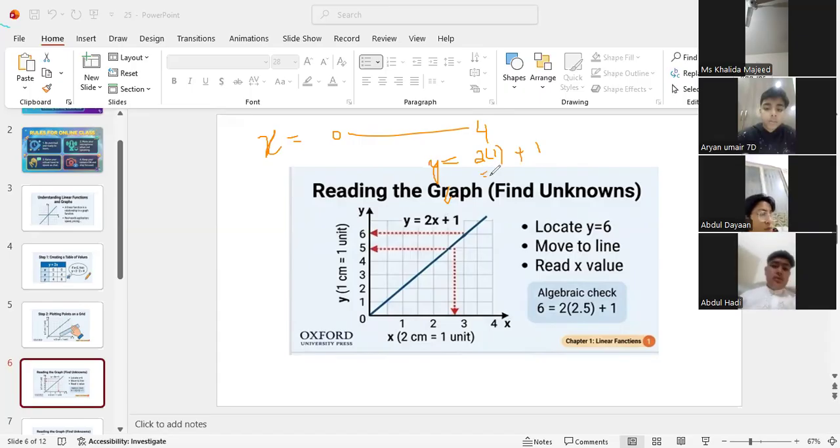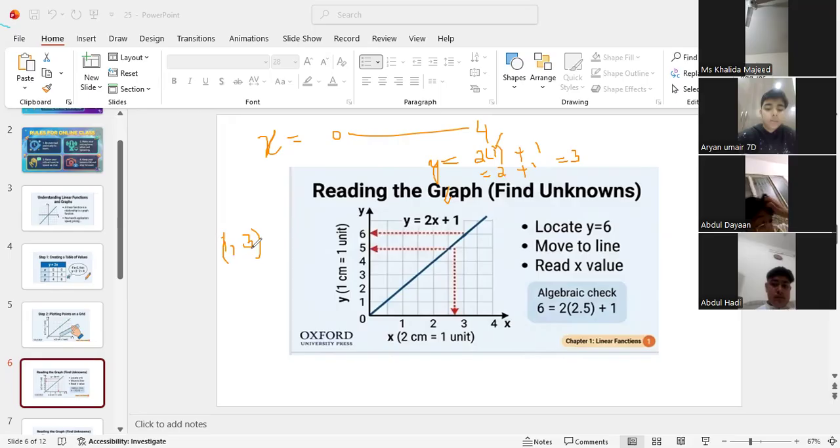Now, I have to calculate 2 multiplied by 1 is 2, plus 1. The answer will be 3. Is this clear? If the value of x is 1, the value of y will be 3.